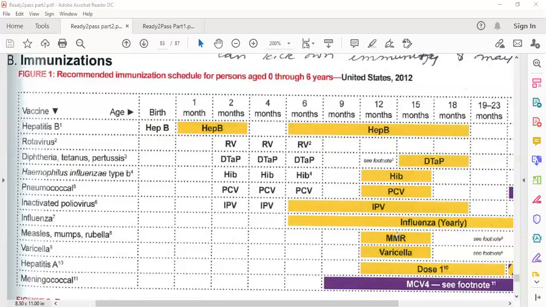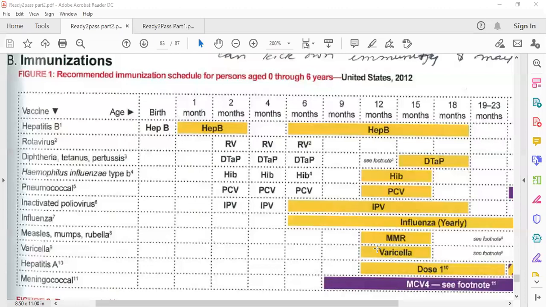So now we are going to the other vaccine, and that one is called varicella, right? Varicella, shortly called VAR, right? And varicella can cause chickenpox.